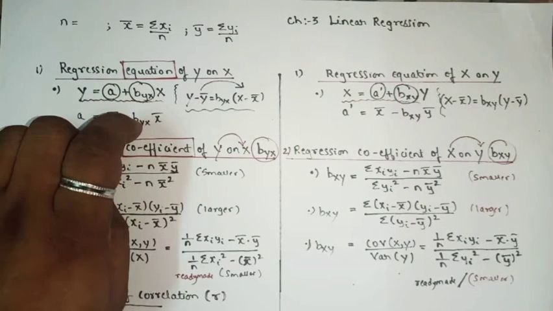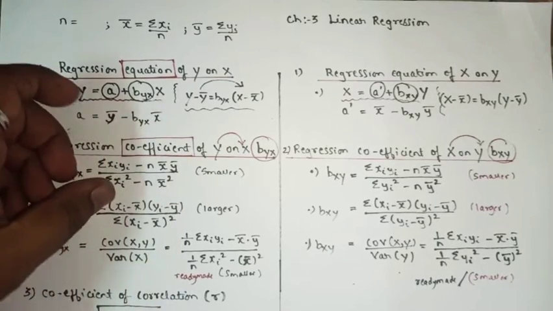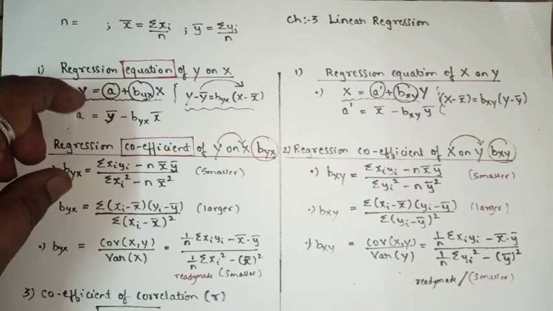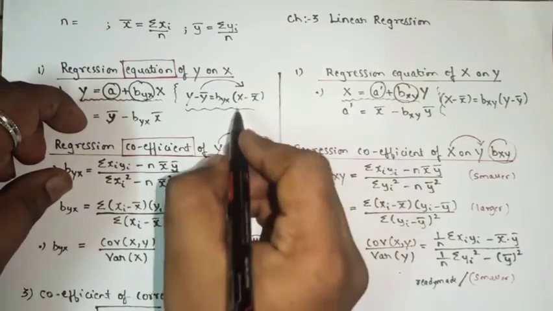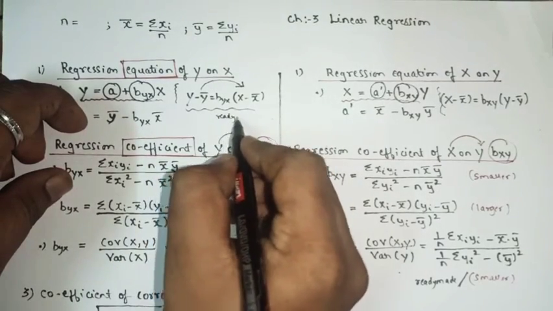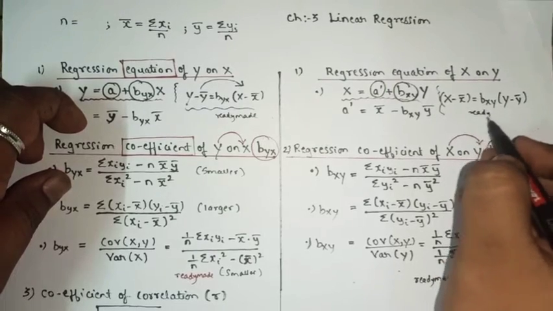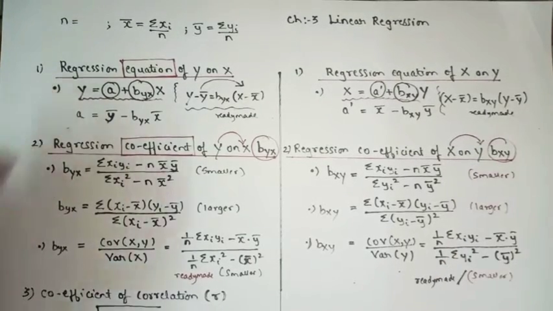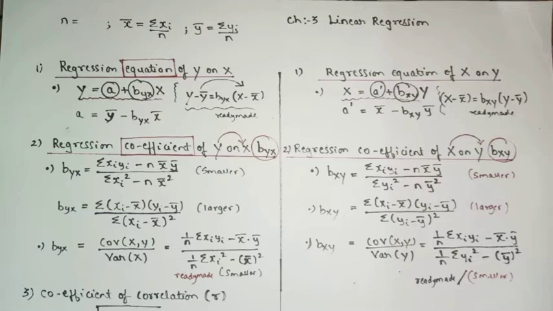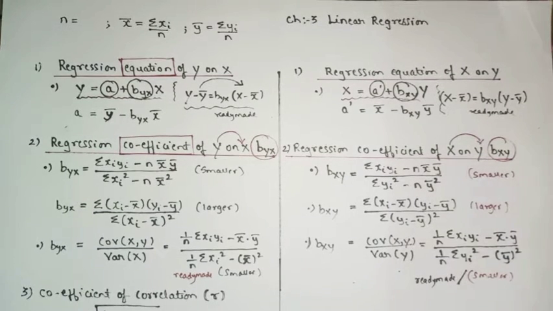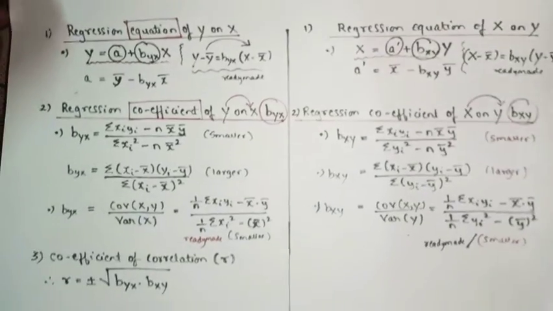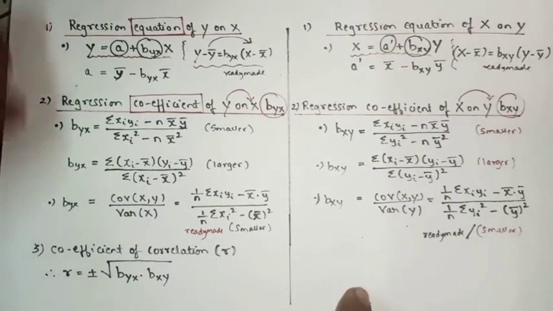But I will suggest that you solve the sums of the first exercise, each and every sum, by these two formulas. This formula you apply for ready-made values, and this one also is for ready-made values. Understood? Now, the third formula is common for both.